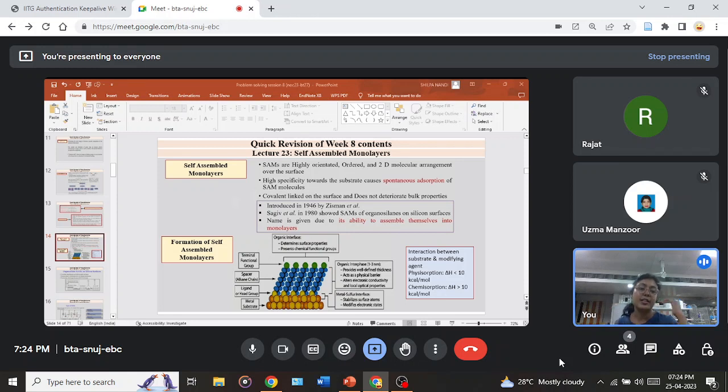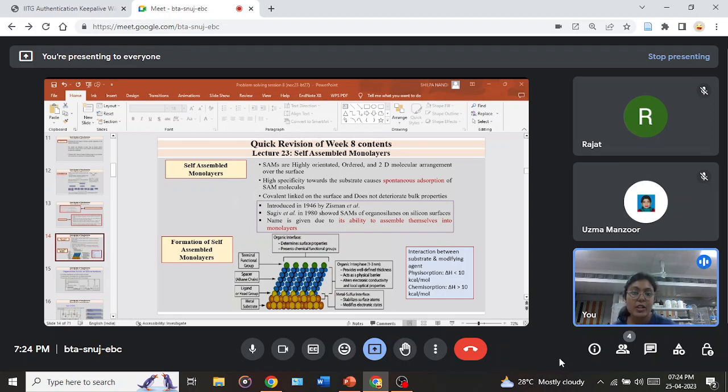Next, at the top of these SAMs, we have the terminal functional group. This particular functional group determines the functionality of these SAMs. So it determines the surface properties and presents the chemical functional group. This particular figure is of very much importance. So you must remember what the components of these SAMs are and what functions they hold.